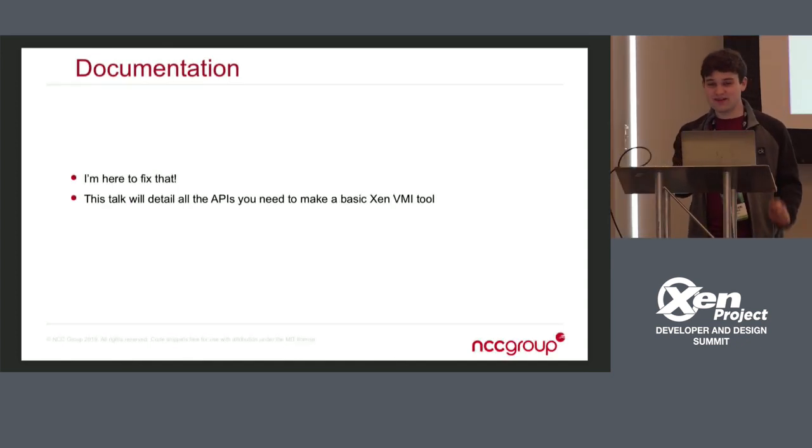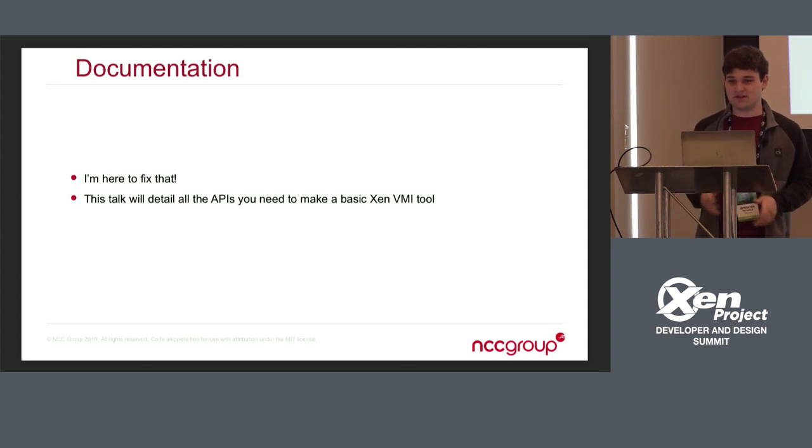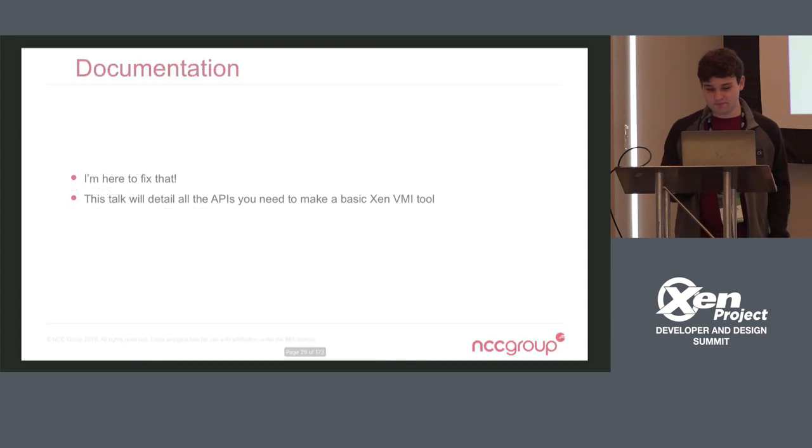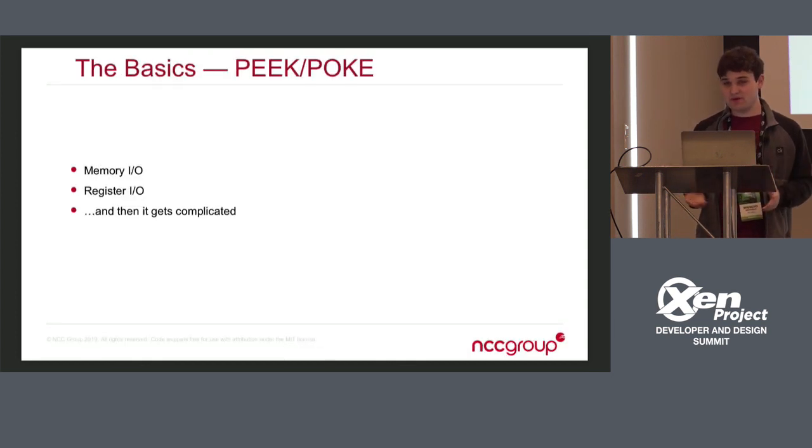In this talk I'm going to detail all of the APIs that you need to write a basic Xen VMI tool. Basically that means one that can do all the typical operations you'd expect of any debugger on any system. I'm going to talk about peek and poke, which is GDBSX feature parity, and that includes memory and register I/O.